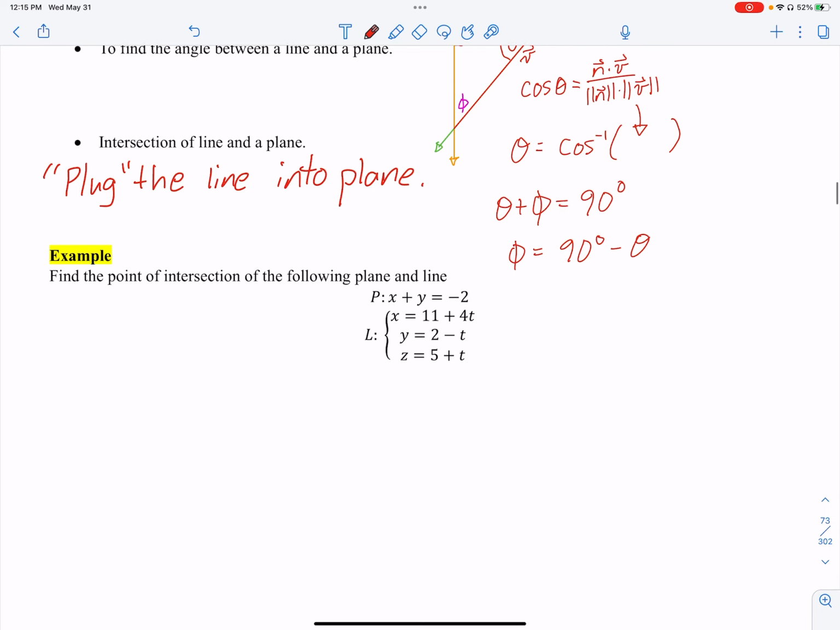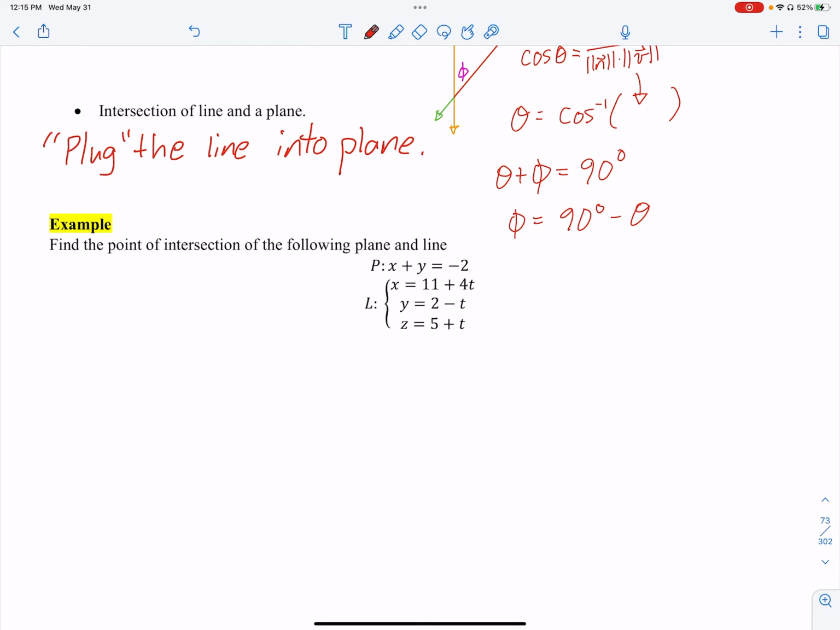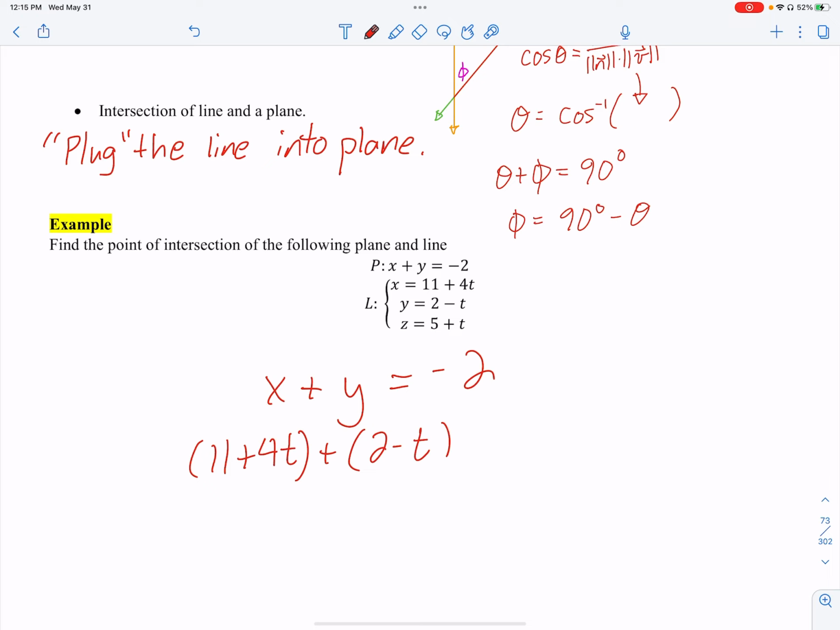Okay, so look at this example here. It says find the point of intersection of the plane and line. The note that we just wrote says to plug the line into the plane. So notice that the line has definitions for x, y, and z, right? x equals this, y equals that, z equals that. So I'm just going to plug each one in. So x plus y equals -2, and I'm going to plug each one in. 11 plus 4t plus 2 minus t equals -2.